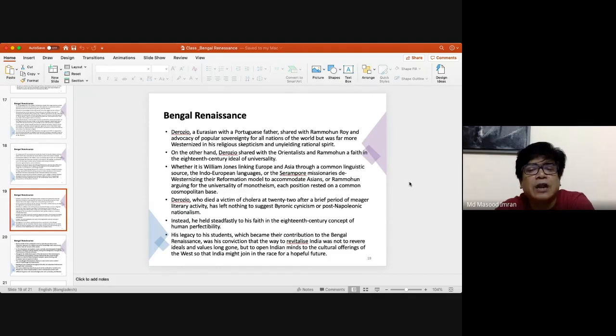So when we found that Europe started, especially the British started to make our language, our education system so much British, at the same time the Serampore missionaries, especially the Protestant group, were very much active in the de-westernization process. That's why Carey was very much aware, and he published the Bangla grammar book. And D. Rosario, who died a victim of cholera at 22.